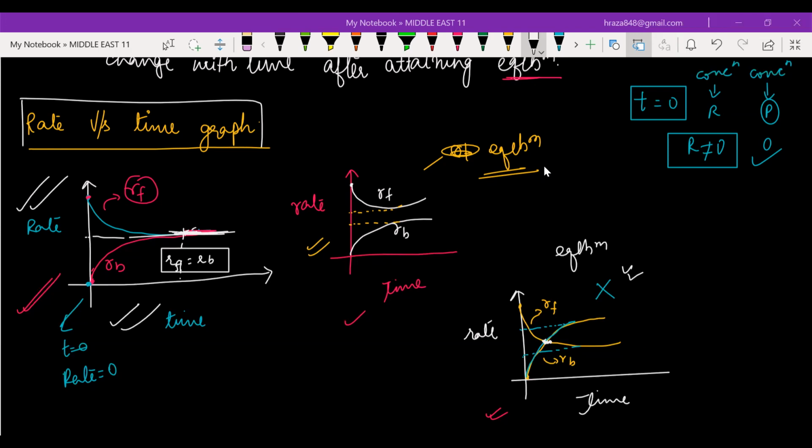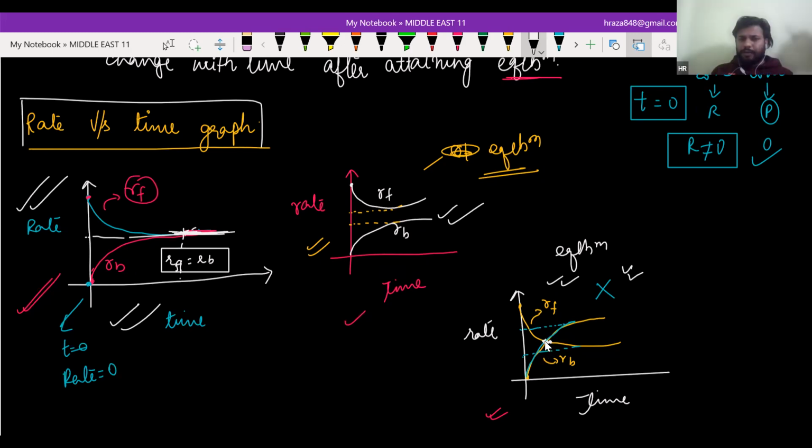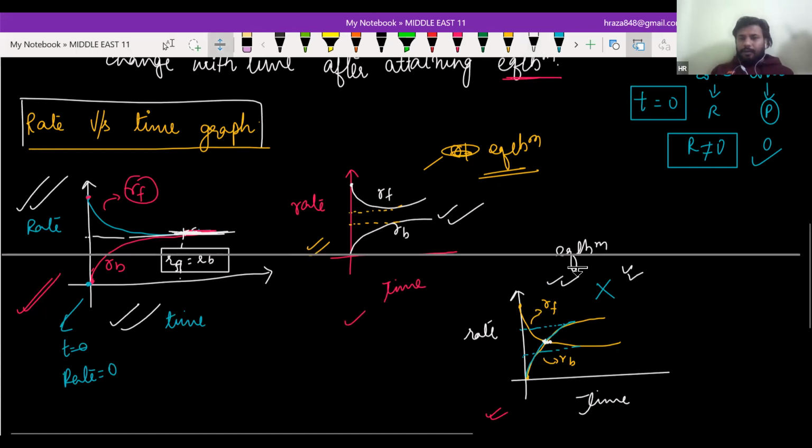So second graph is not possible. It is not for equilibrium. There is no equilibrium in this graph. There is only one point, this point, where rate of forward is equal to rate of backward. Go for concept and then try your concept in the question.